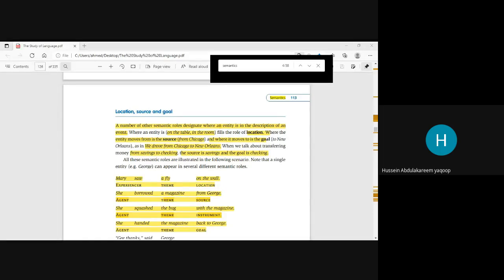Mahmoud, what do you want to add, please? Yes, sir. Source is where the entity moves from. Goal is where the entity moves to. For example, Ali drove from Jeddah to Mecca. Source Jeddah, goal Mecca. Good. She moved the student from class A to class B, source class A, goal class B. That's great. Excellent. Thank you very much. This is excellent, also very nice examples that are not given in the book.